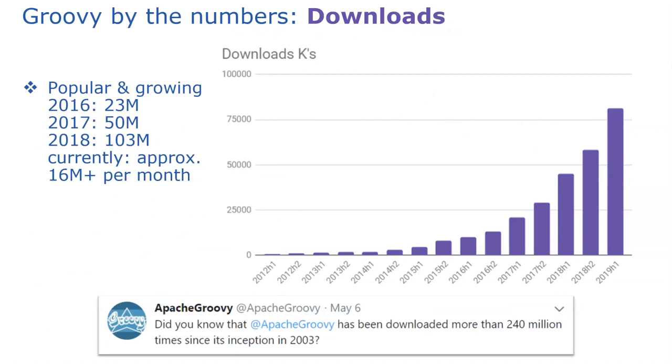Guillaume and myself were just checking the latest download figures yesterday. The download figures for July are about 17 million or so, so we're over 16 million per month of downloads at the moment. The interest in Groovy is still very, very strong. There's been more than 250 million downloads since Groovy was first created, which is a fairly impressive figure. There's still a lot of interest in Groovy, so all that's very healthy looking.